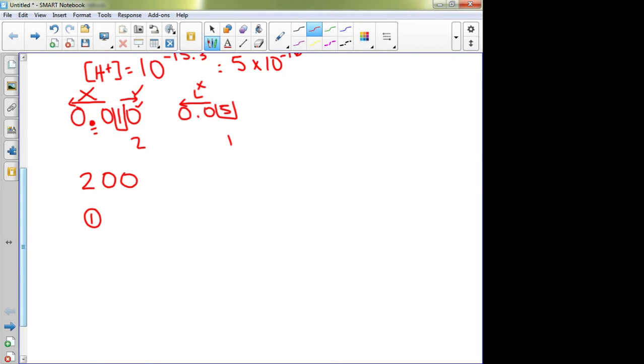What if it was like 205, with the zero in the middle? So 205, that's 3 significant figures. If a 0 is between 2 numbers that are significant, then the 0 counts. Does that help?